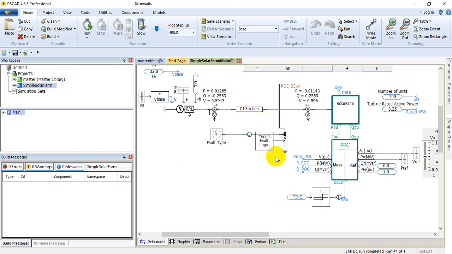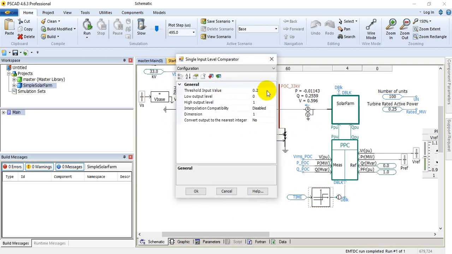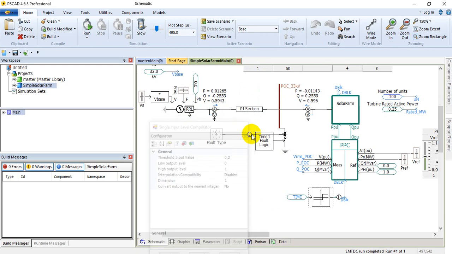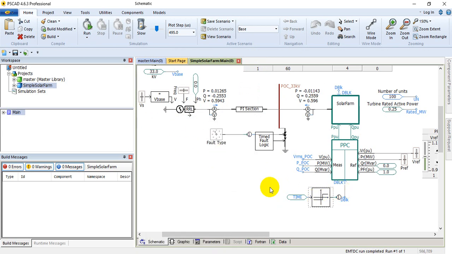When you click on this, you can see the threshold value is 0.2. It means that this PPC will be in action right after 200 milliseconds, that is 0.2 seconds. After 200 milliseconds of simulation, the PPC will be in action to control P, Q, and V at the point of interconnection. This delay block is given to the PPC, the power plant controller.